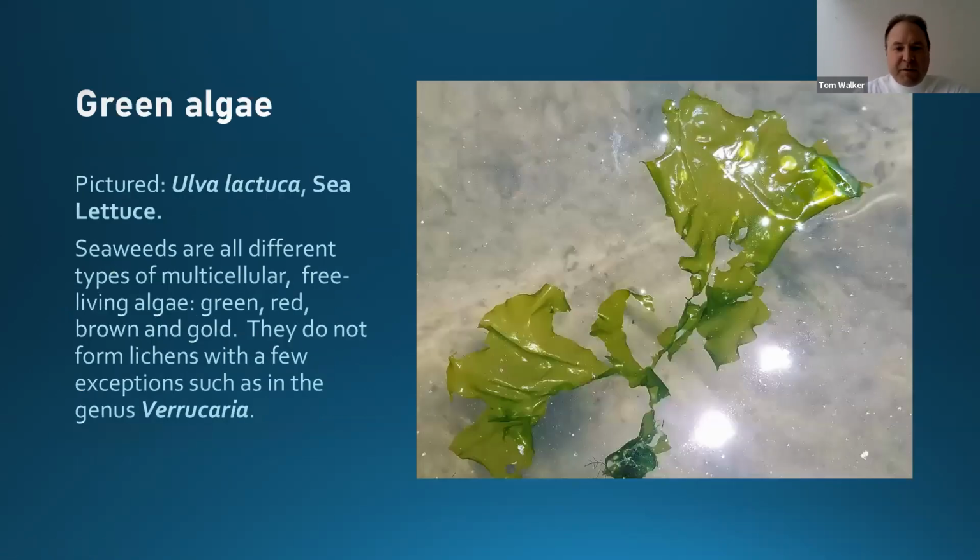If you're not sure if you've ever seen green algae, you probably have if you've ever walked the beach. Sea lettuce is a type of multicellular green algae. All seaweeds are different types of multicellular algae. There's green, red, brown, and gold. Most of them do not form lichens, with just a few exceptions. There's always exceptions in nature.